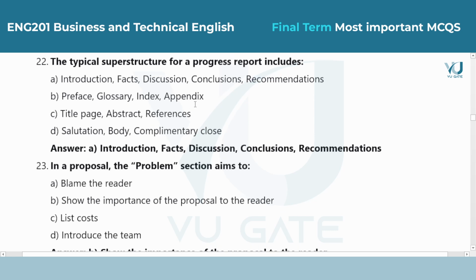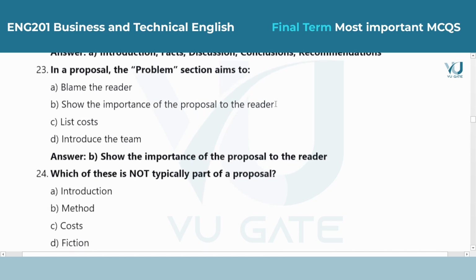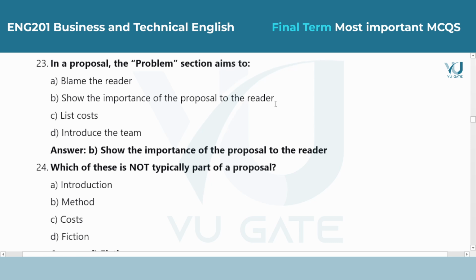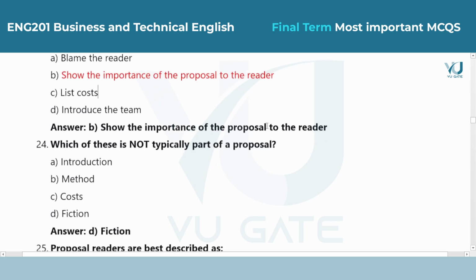22. Question. The typical superstructure for a progress report includes answer. A. Introduction, facts, discussion, conclusions, recommendations. Concept. This structure ensures a logical flow from what happened to what the team advises doing next. 23. Question. In a proposal, the problem section aims to answer. B. Show the importance of the proposal to the reader. Concept. You must convince the reader that a problem exists and that it is significant enough to require your solution.